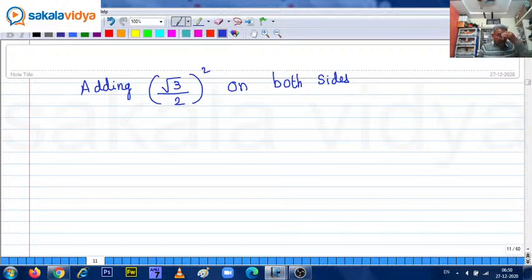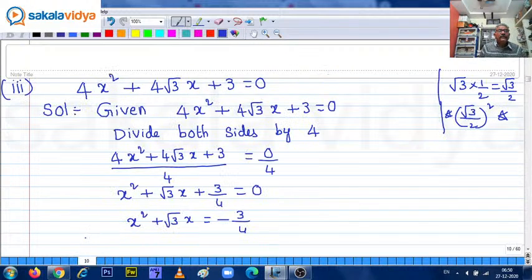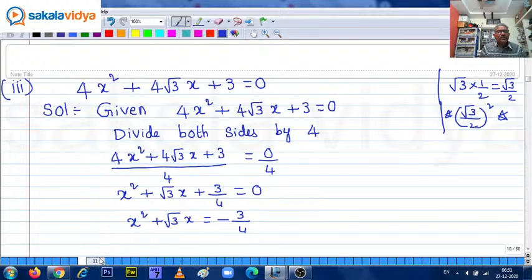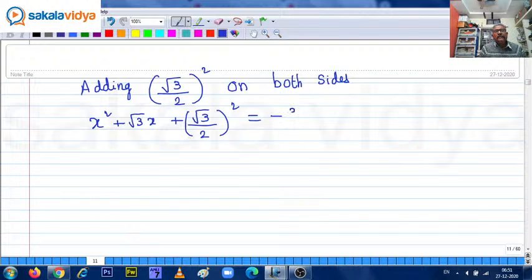Okay. So we have x square plus root 3x, plus root 3 by 2 whole square, and equals to, what do we have? That is minus 3 by 4. So minus 3 by 4 plus root 3 by 2 whole square. So very interesting thing, we'll get it now. This is a very interesting problem.